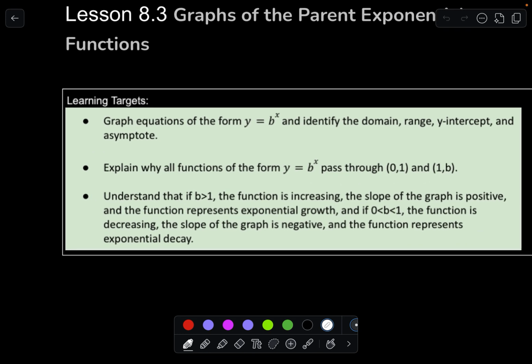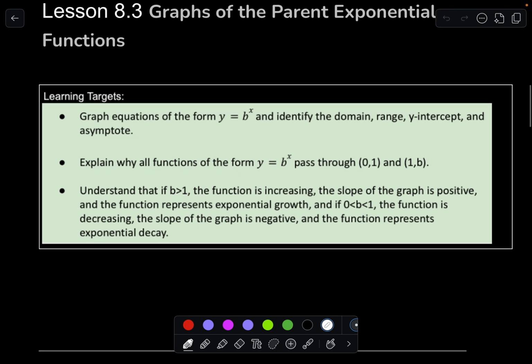The learning targets we have for this lesson is graph equations of the form y equals b to the x. We're going to learn what the graph of them look like, and identify, and this is kind of important, you will identify the domain, the range, and the y-intercepts, and this new word, asymptotes. And we'll define that in this lesson, what an asymptote is.